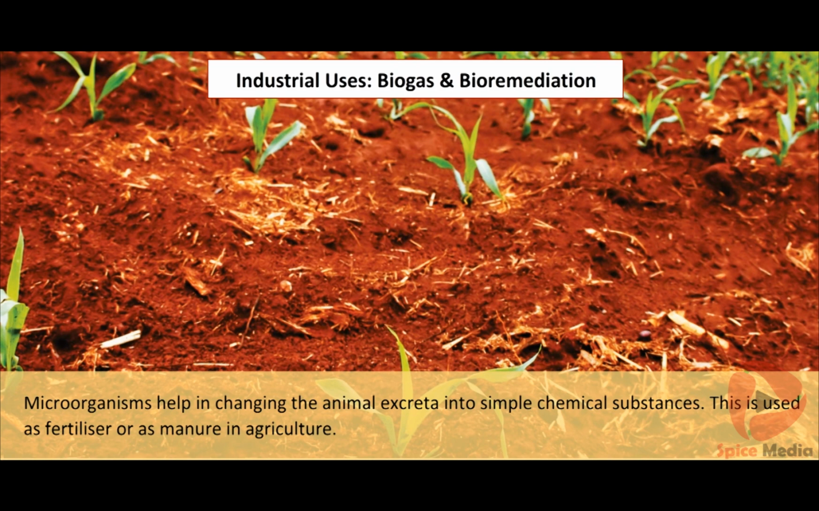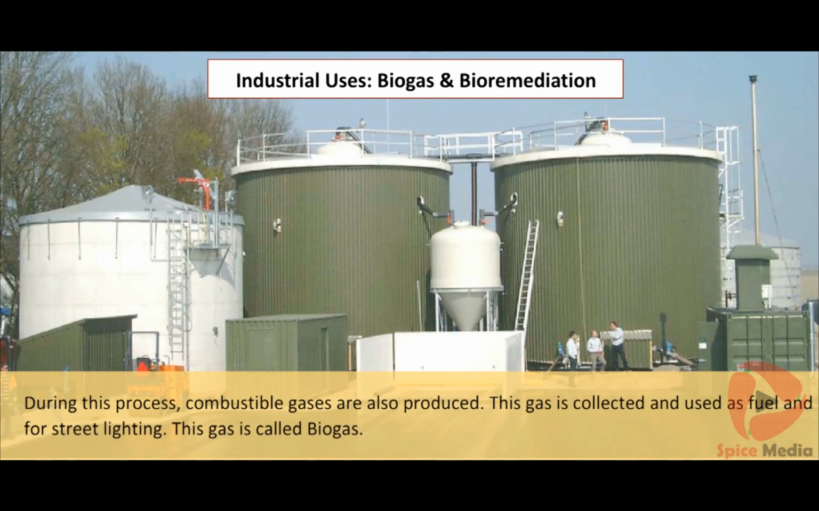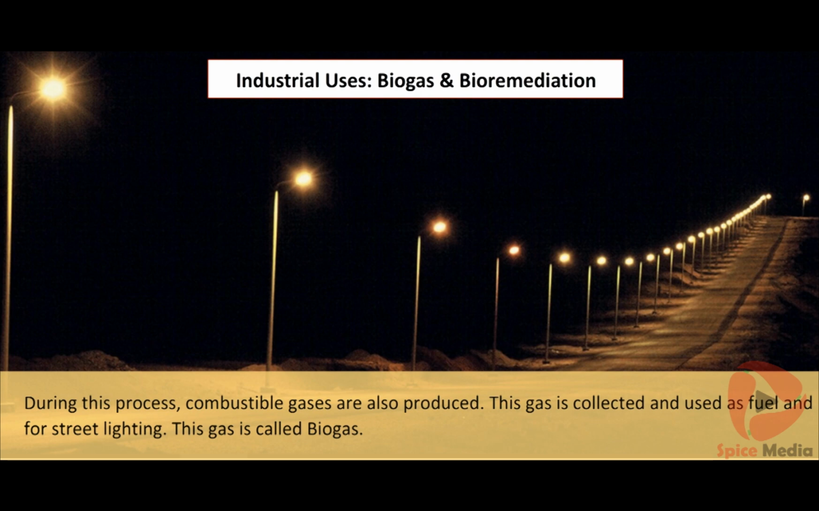Microorganisms help in changing the animal excreta into simple chemical substances. This is used as fertilizer or as manure in agriculture. During this process, combustible gases are also produced. This gas is collected and used as fuel and for street lighting. This gas is called biogas.